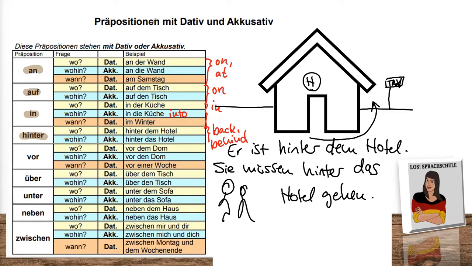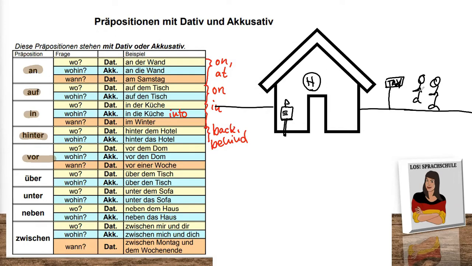Next one, vor, in front. So for example, we are here in the back and we want to know where is the little mailbox of the hotel.